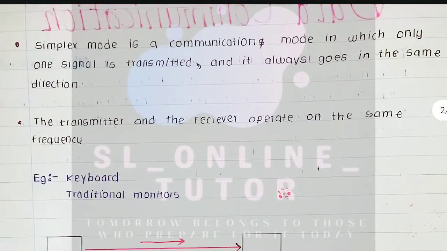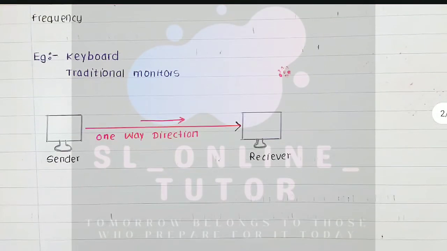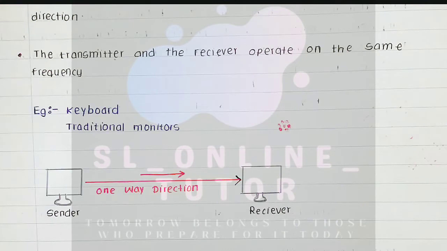The example for the simplex mode is the keyboard and transmission, and there are many more. Here I have included a figure on it. In this figure, the data communicates only in a one-way direction.